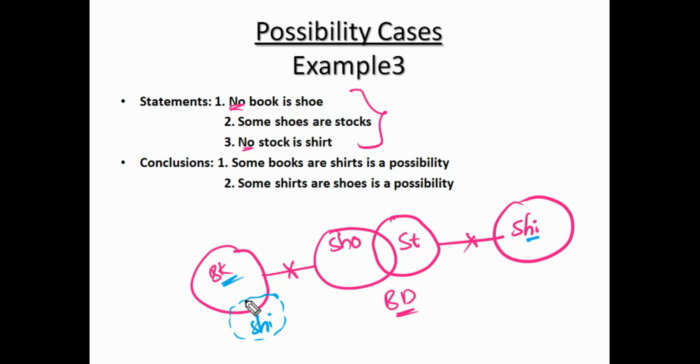So some book or shirt is a possibility. Yes, it's a possibility. So without trying this one only, I'm telling that between book and shirt, there is no constraint. There is no direct constraint from the statements. So a book can intersect with shirt in any way. Between book and shirt, not only some, all possibilities exist. All book shirt is a possibility.